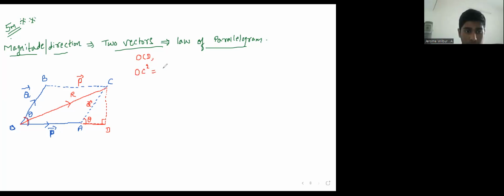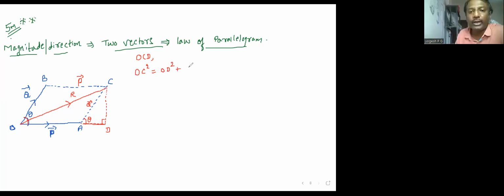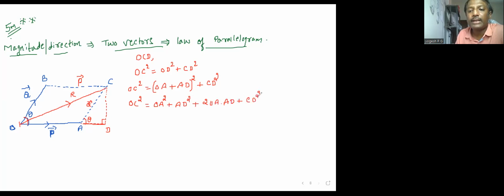OC square is equal to OD square plus CD square. Very good. Then OD can be split into two parts like OA plus AD. Look at the diagram. OD can be taken as OA plus AD. So expand this: OA squared plus AD squared plus 2 times OA into AD plus CD squared.